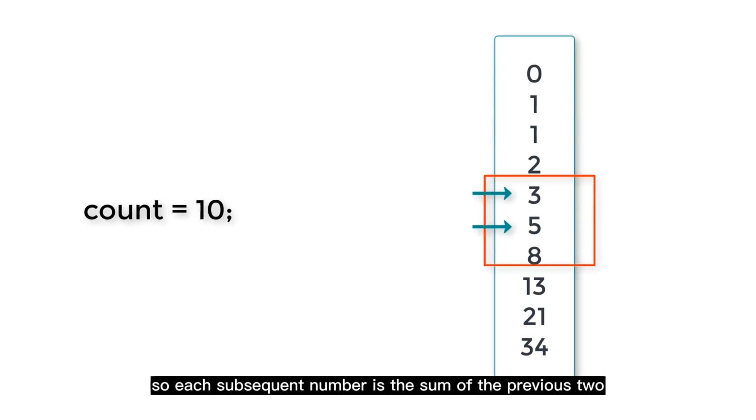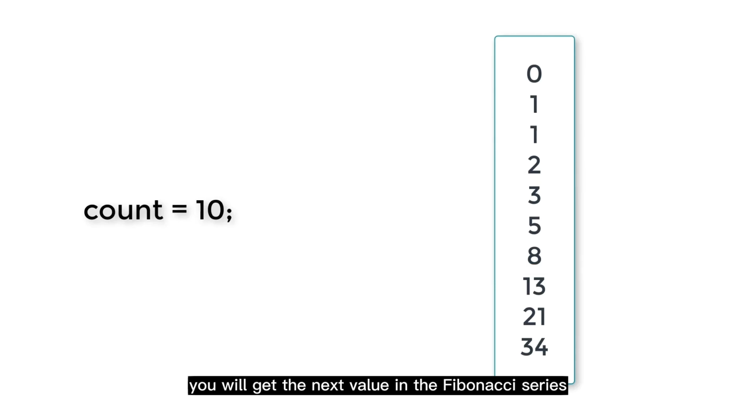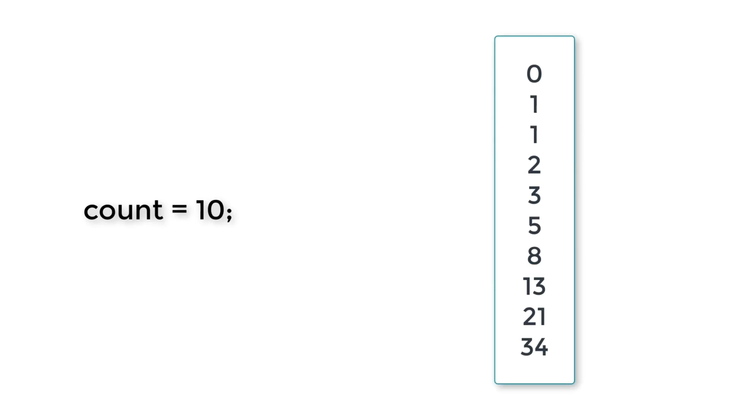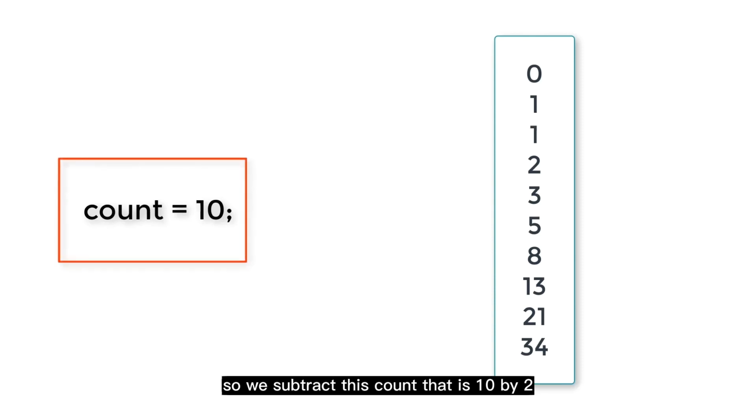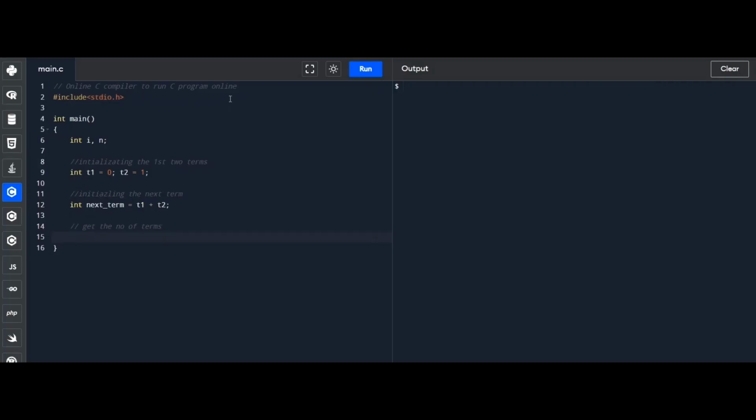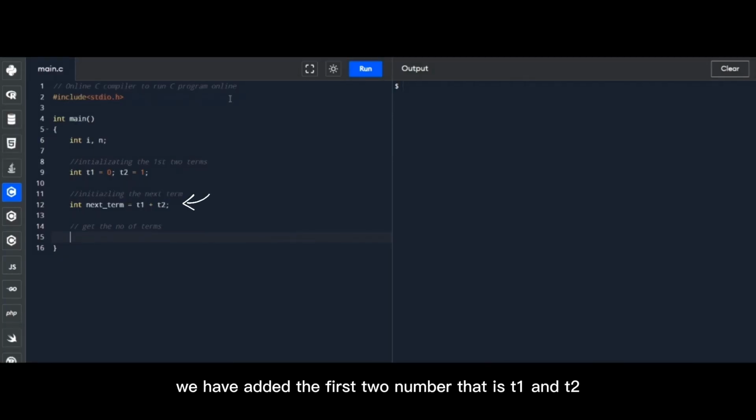Each subsequent number is the sum of the previous two. You can keep on adding those previous two values, and you will get the next value in the Fibonacci series. So if the user enters count as 10, we will display 0 and 1 because we know that the first two numbers are 0 and 1. So we subtract 2 from this count, that is 10. According to the Fibonacci series principle, we add the first two numbers, t1 and t2, to get the next term in the series.